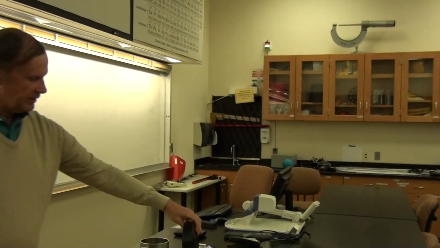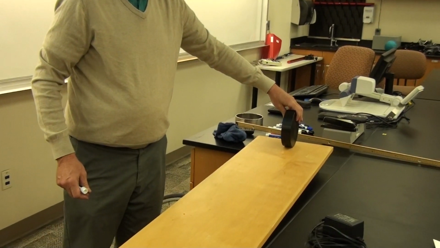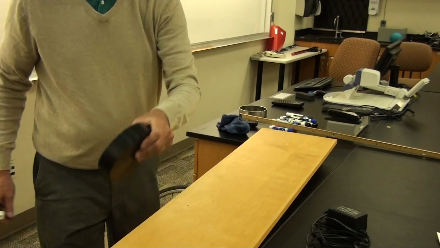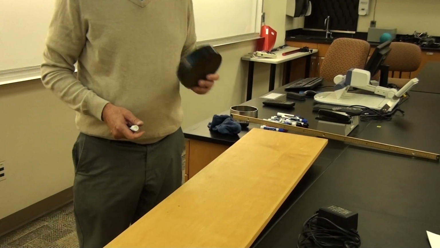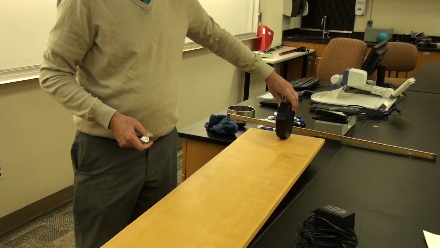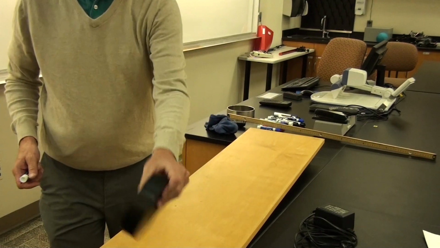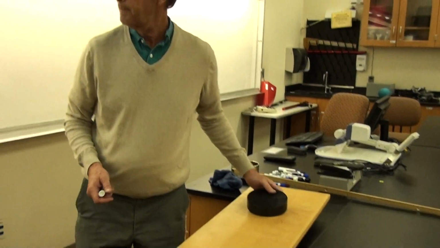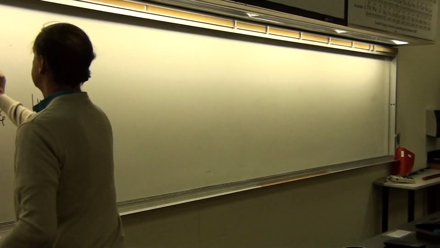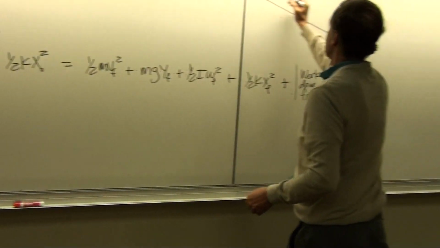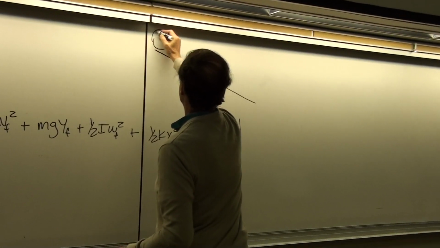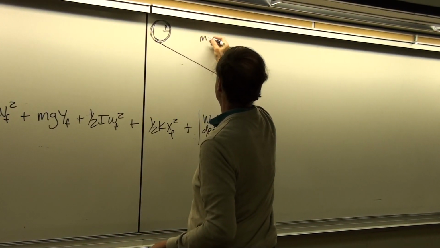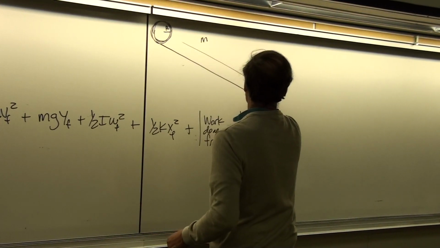So here we'll take the cylinder, and we've already looked at this problem from the standpoint of torque equals I alpha. We figured out the acceleration of the mass down the incline. But now let's use the energy equation to find the final velocity of the center of mass of this rotating cylinder going down the incline. So we have a rotating cylinder here, radius r, mass m, and it moves down an inclined plane.